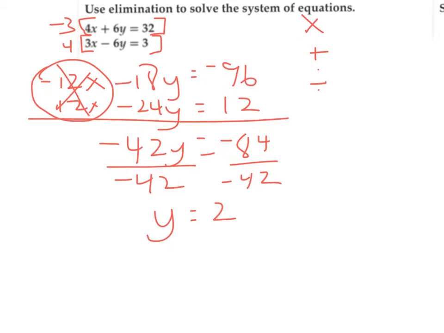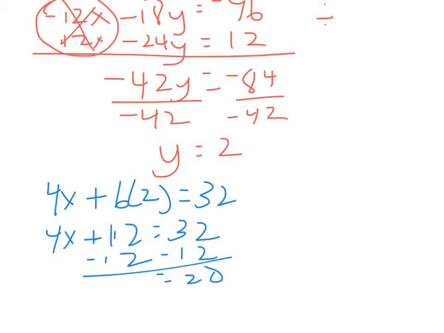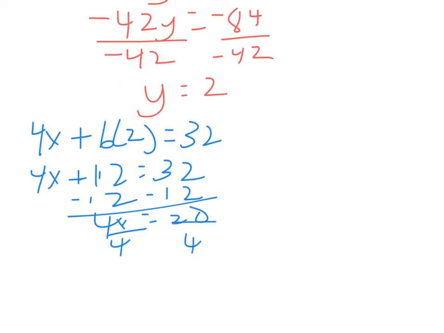So I'm going to put the 2 in. I'm going to change the color here. I'm going to put the 2 for the y right here. So I'm going to put it in for the first equation. So there's my 2. And now I just solve this equation. So it's 4x plus 12 equals 32. And so I subtract 12, so it gives me 20 equals 4x. And I divide by 4, I get my x equals 5. So my answer is 5, 2.